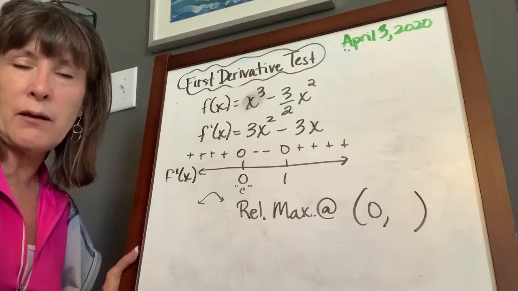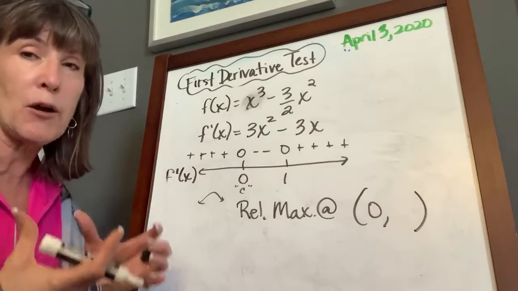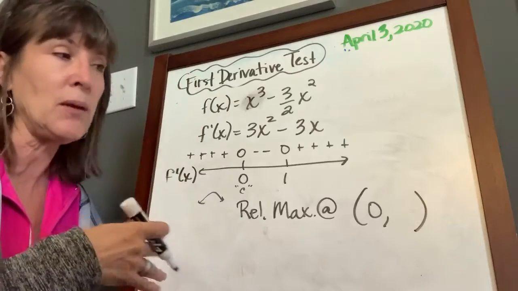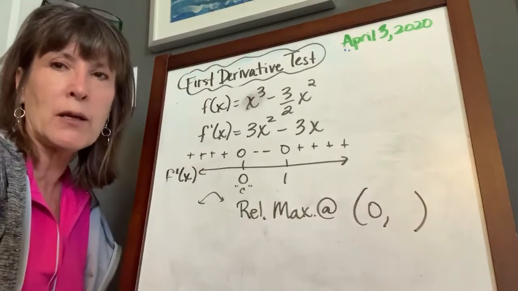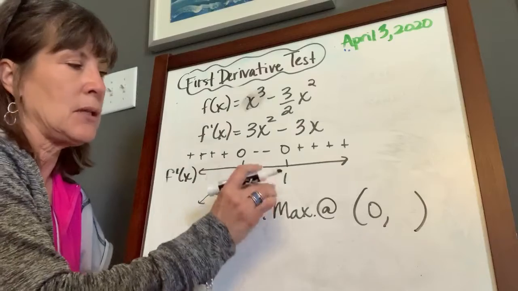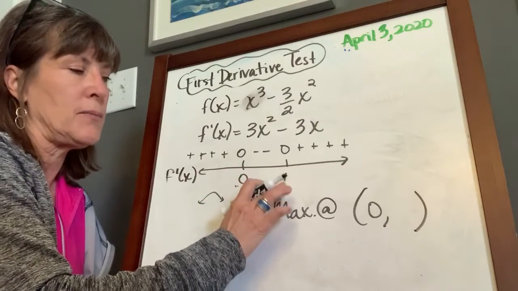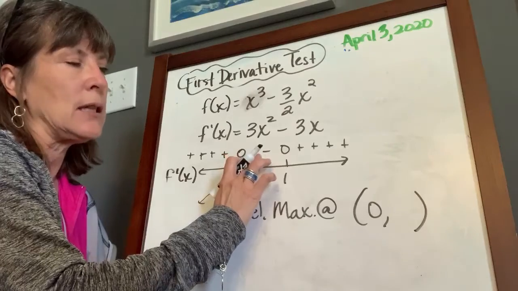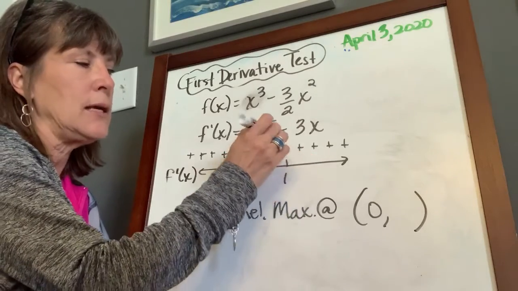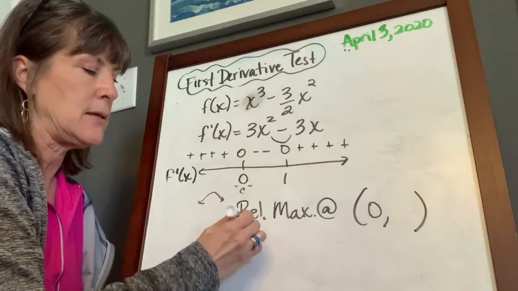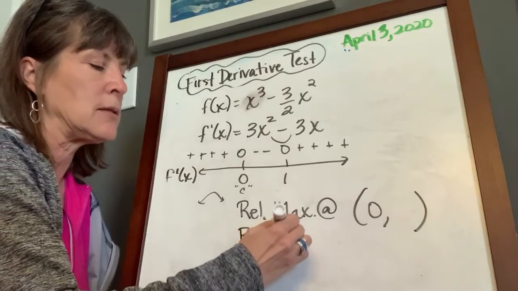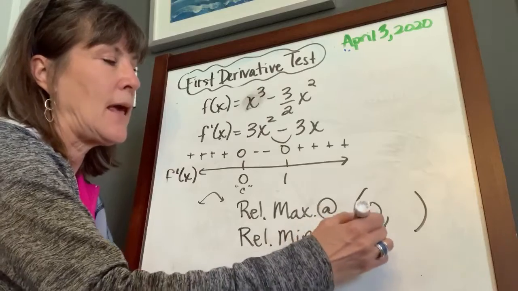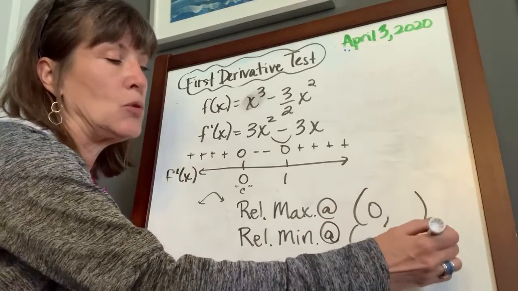Now, because we are very interested in the entire point, and the y value is what makes it a maximum or minimum, we're going to figure out what that y value is in a minute. But let's look at the other critical point. This other critical point at x equals 1 was decreasing to the left and then increasing to the right. So it decreased and then increased. That makes that critical point a relative minimum. So we have a relative minimum at x equal to 1.